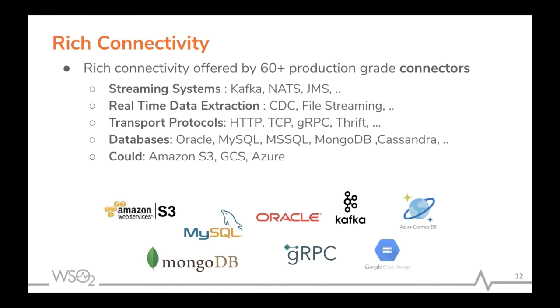WSO2 Streaming Integrator comes with 60 plus production-grade, well-tested connectors. With these connectors, we are able to offer rich connectivity to a variety of software systems which use different protocols and communicate different semantics. These connectors can be classified into several areas, such as streaming systems: Kafka, NATS, JMS, RabbitMQ, and real-time data extraction to enable real-time ETL. We have a CDC, change data capture, connector which supports Oracle, MySQL, MongoDB, and reading files in a streaming manner. We also support transport protocols such as HTTP, TCP, gRPC, Thrift, and many more.